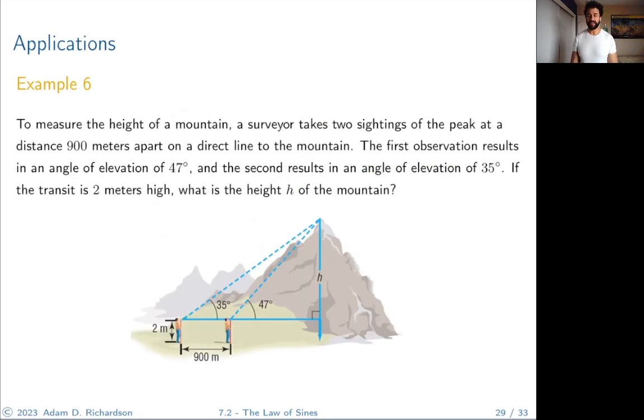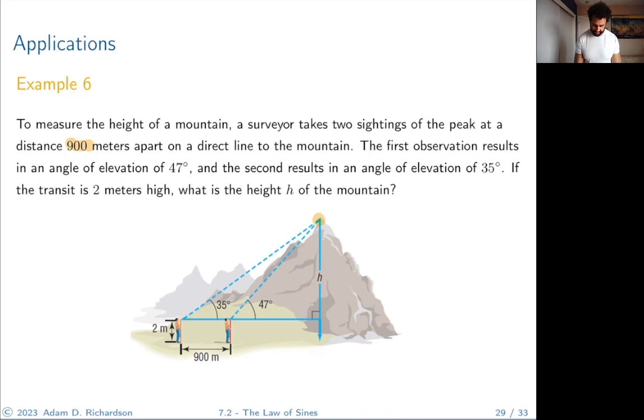So one of the cool things about the law of sines and the law of cosines is that it lets you solve for things that you really wish you could find, but without trigonometry, you can't really do it. Right triangle trigonometry. So here's a really fun example. If you ever wondered how they do this, this is essentially how they do it. If you want to measure the height of a mountain, a surveyor takes two sightings of the peak at a distance 900 meters apart on a direct line to the mountain.